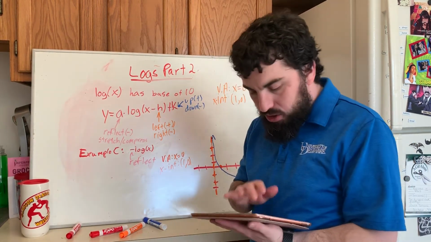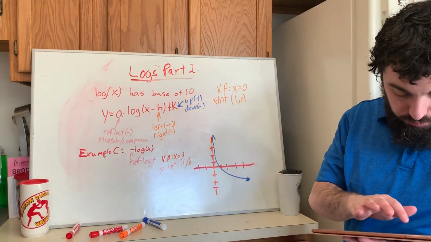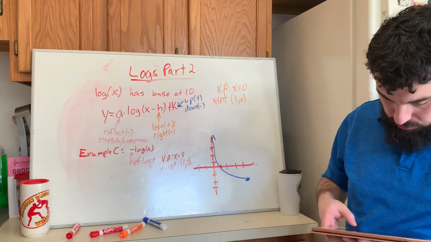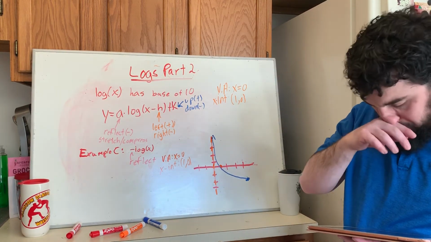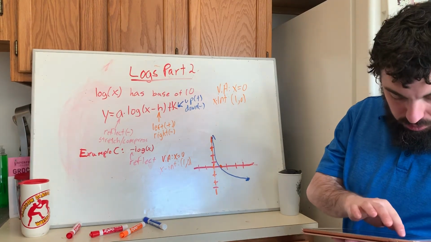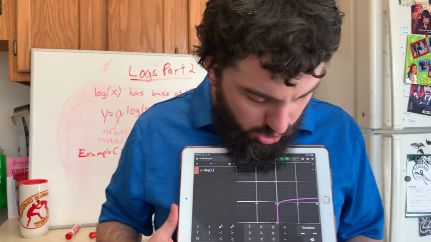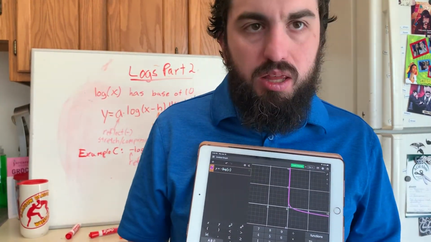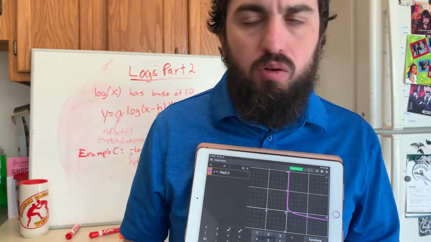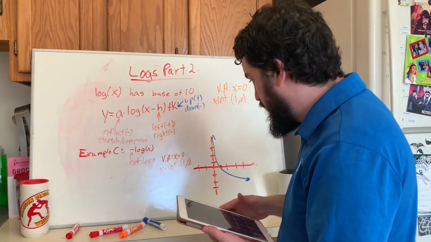And here we will take a look at this quickly in the calculator. Right now we see it as just the log of x. If I throw a negative sign there, you see it flip over, just like I flipped it over here.